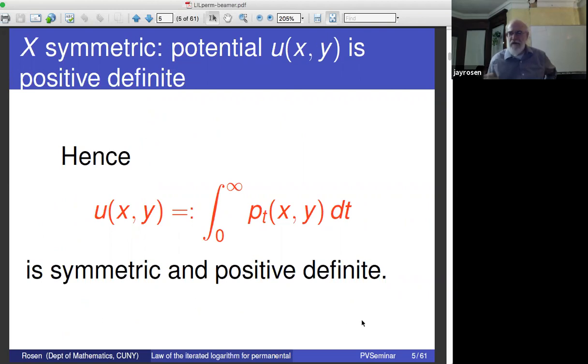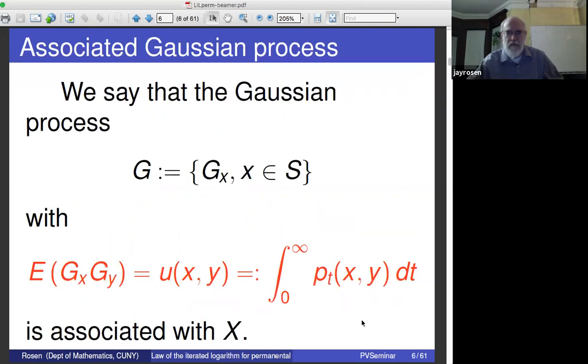And as you know, if you have a function that's symmetric and positive definite, it's the covariance of a Gaussian process. So we say the Gaussian process, g sub x, whose covariance is this potential density, is associated with the Markov process x. Okay, what good is that?